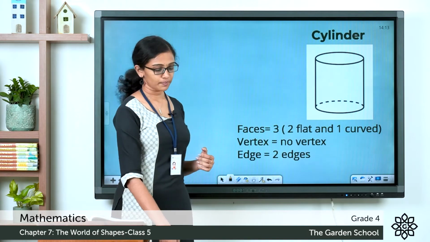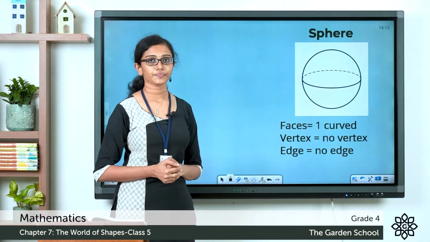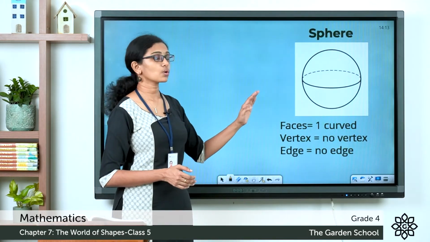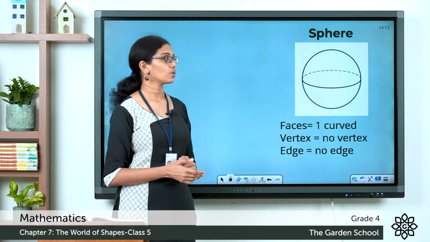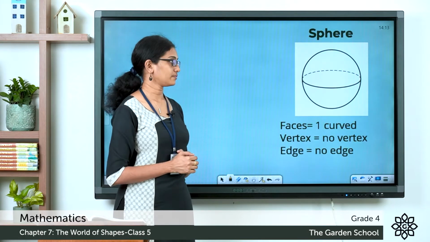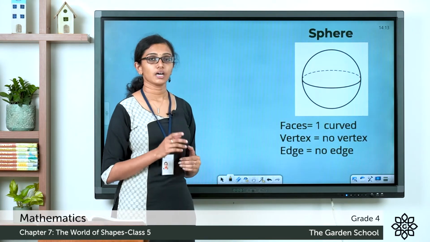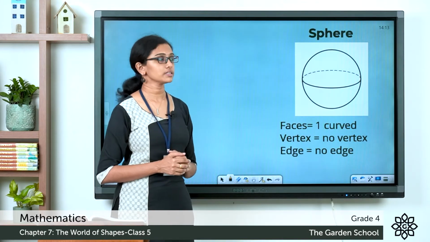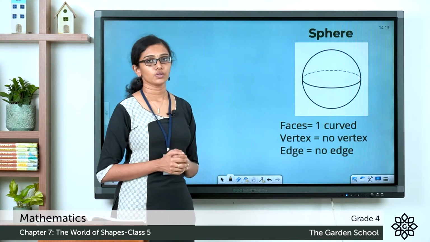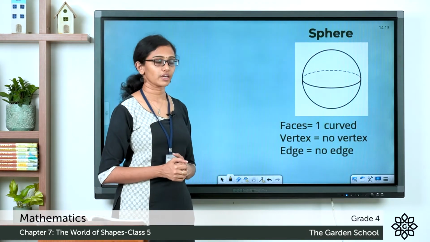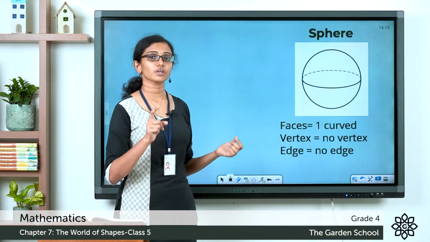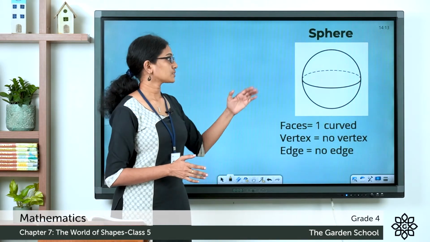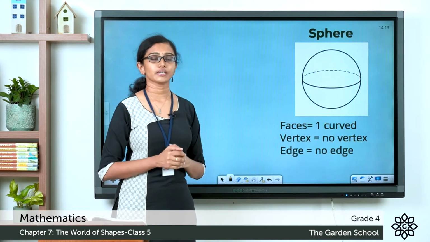Let's see the next shape. We have got a sphere here and the sphere has only one curved face. Is there any flat face for it? No, it has got only one curved face. And what about the vertex? Are there any sharp corner points on the sphere? No. So there is no vertex for a sphere. And what about the edge? Do any faces meet? There is only one face. So a sphere has got no edges as well.